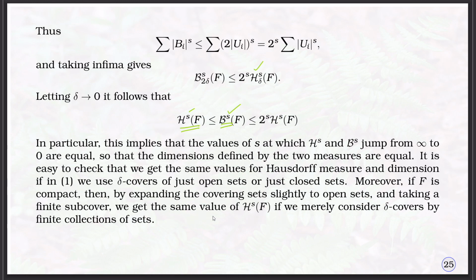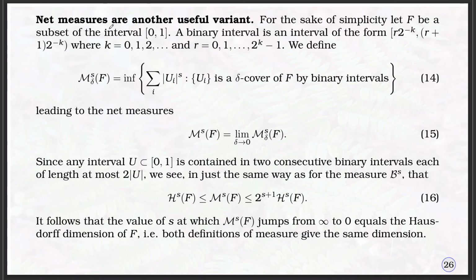Moreover, if F is compact, then by expanding the covering sets slightly to open sets and taking a finite subcover, we get the same value of H^s(F) if we merely consider delta covers by finite collections of sets. Now, instead of spherical balls and open and closed balls, net measure is another useful variant of the Hausdorff measure. For the sake of simplicity, let F be a subset of the interval [0,1].